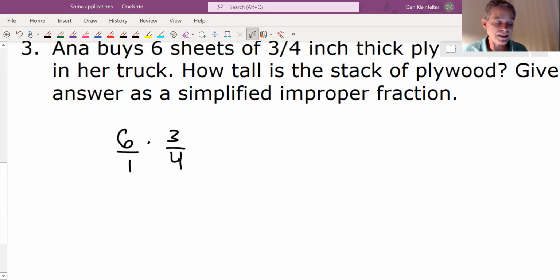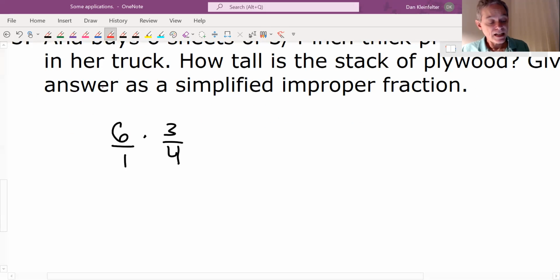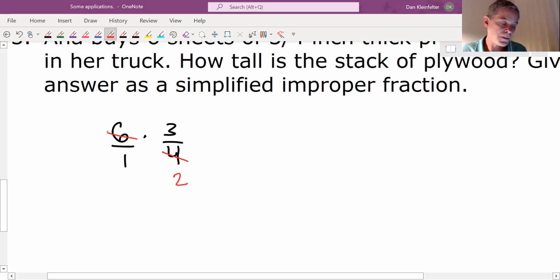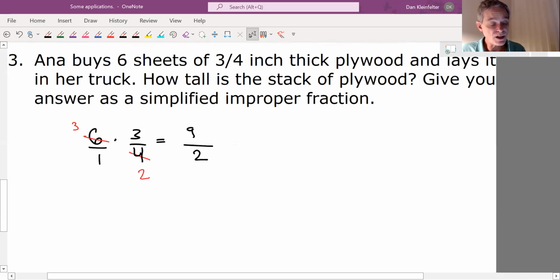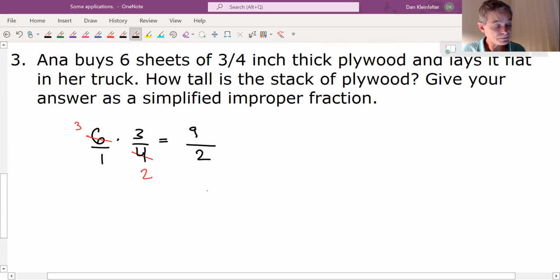And so again, 6 can be viewed as 6 over 1. This time we do get a little bit of simplification. And so 6 and 4 have a common factor of 2. 4 divided by 2 is 2. And 6 divided by 2 is 3. Let's multiply across. 3 times 3 is 9. And 1 times 2 is 2. Okay, so it's going to be 9/2. And that will be in inches.